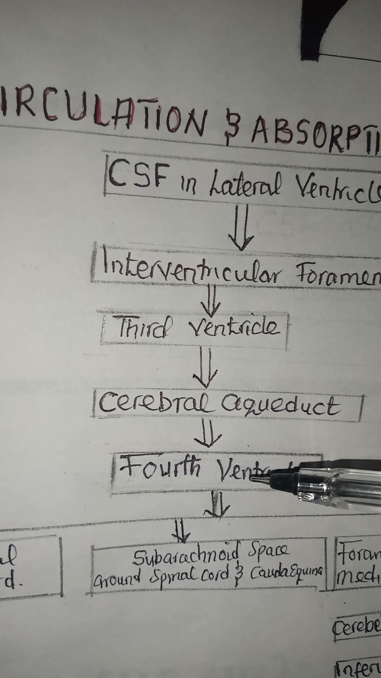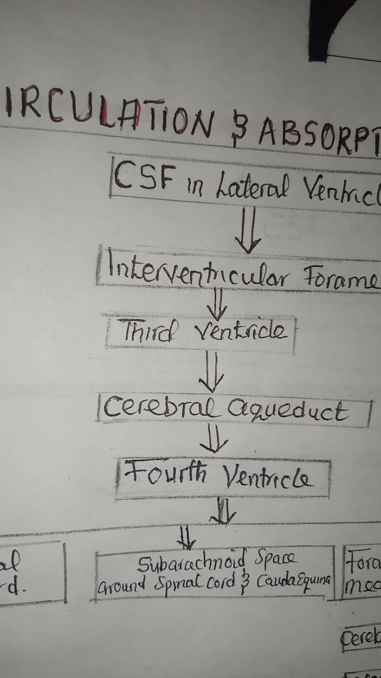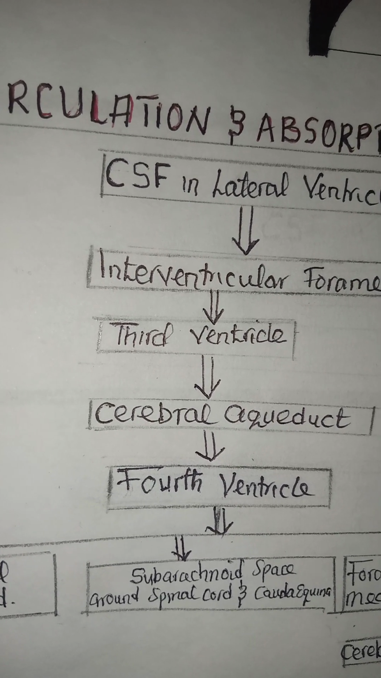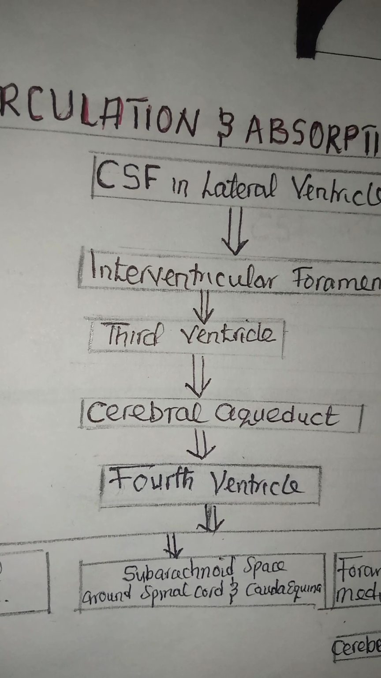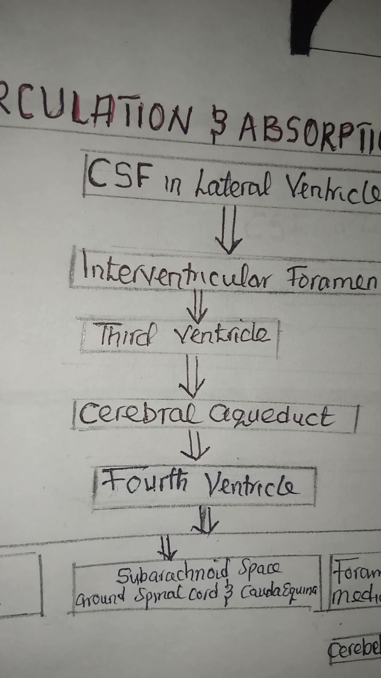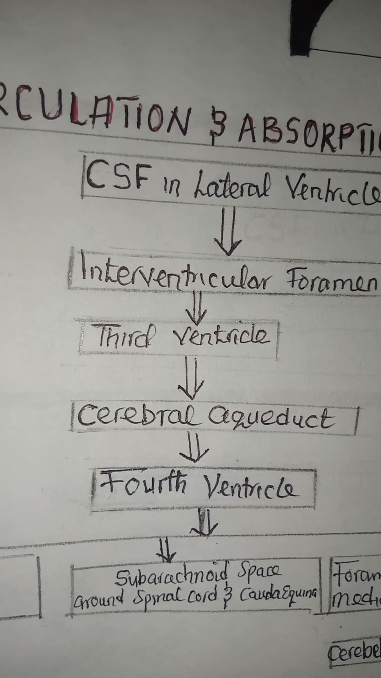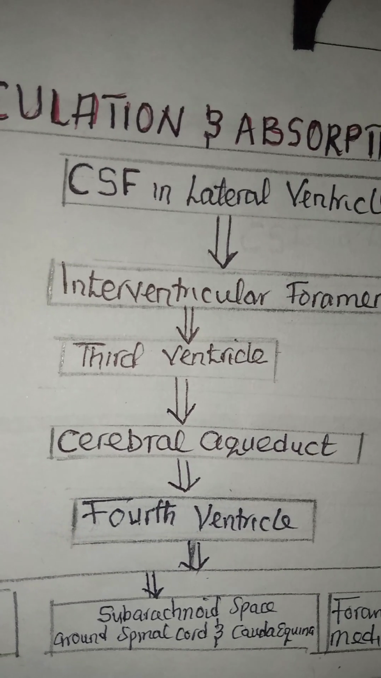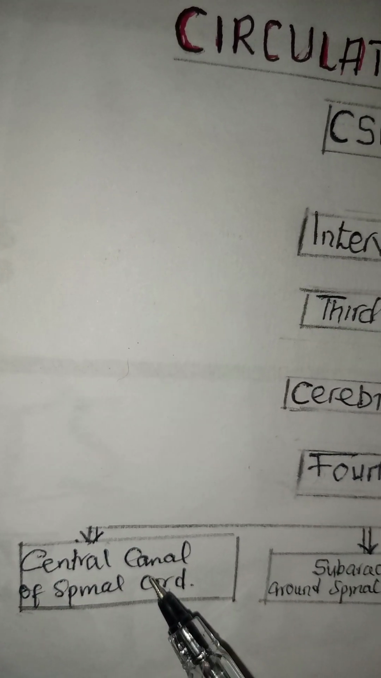Okay, now the fourth ventricle acts as the outlet. Okay, so remember we said it consists of the two apertures. So we have the single midline as well as the lateral paired aperture. So let's start from here. We start from here. So here we have the central canal of the spinal cord.